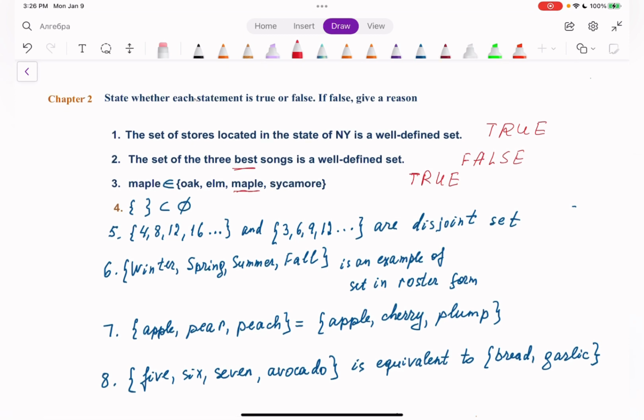Number 4. So these both are empty subsets, empty sets. Okay, and the answer is going to be the empty set here. Empty set. So a set cannot belong to itself. Okay, so this is false.